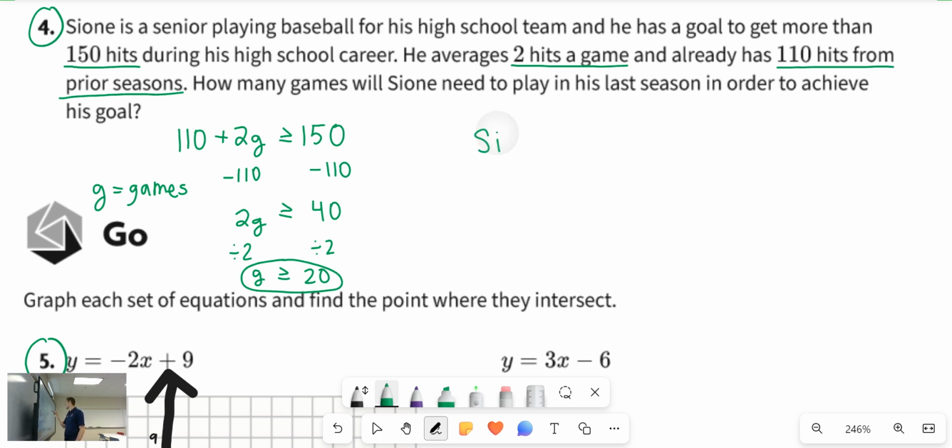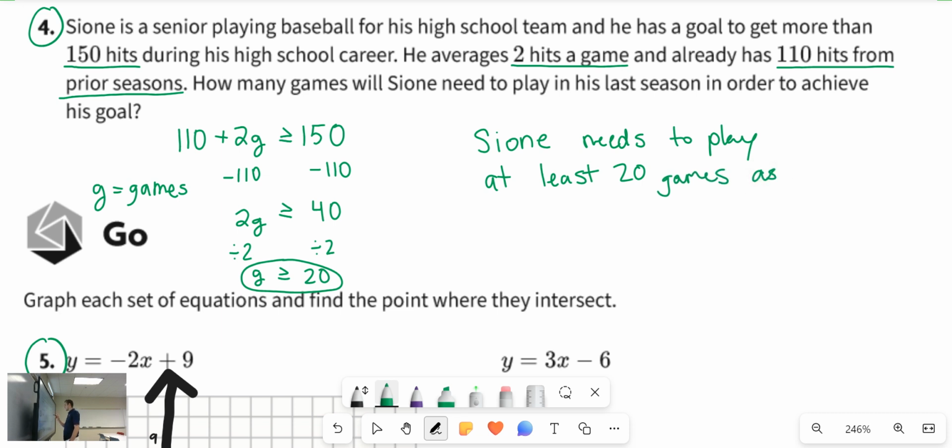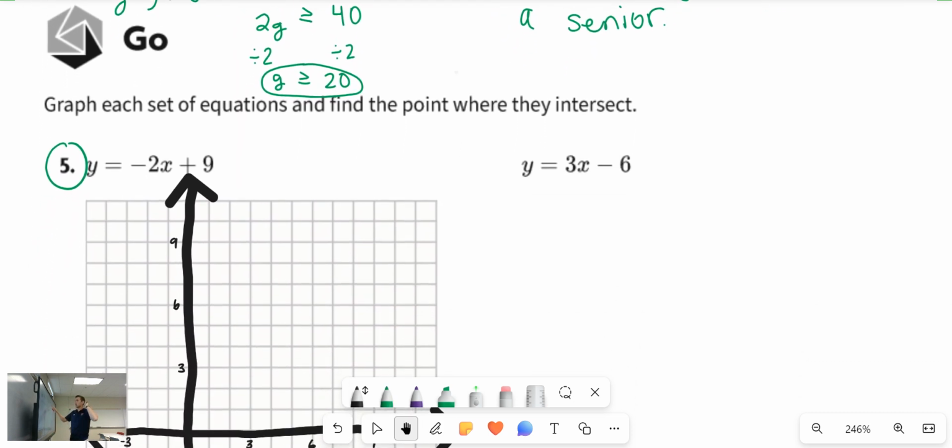So let's write his name. Sione needs to play at least 20 games as a senior. Or perhaps he needs to take a PG year or reclass as a senior somewhere else, but who knows? Maybe those are not options. So let's keep going now to the go section.